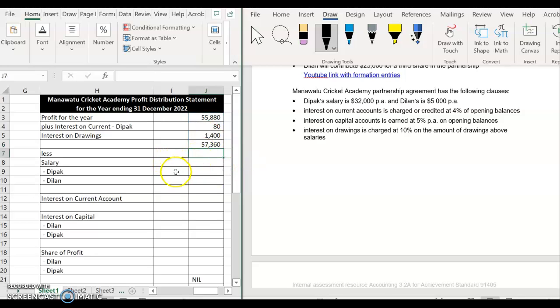Then we do the easy bit. So we've got salary. So Deepak's salary is 32,000 here. Let's write that in. Dylan's salary is 5,000. And you can add those up in your head, I'm sure. And what we do is we take that away from the profit.